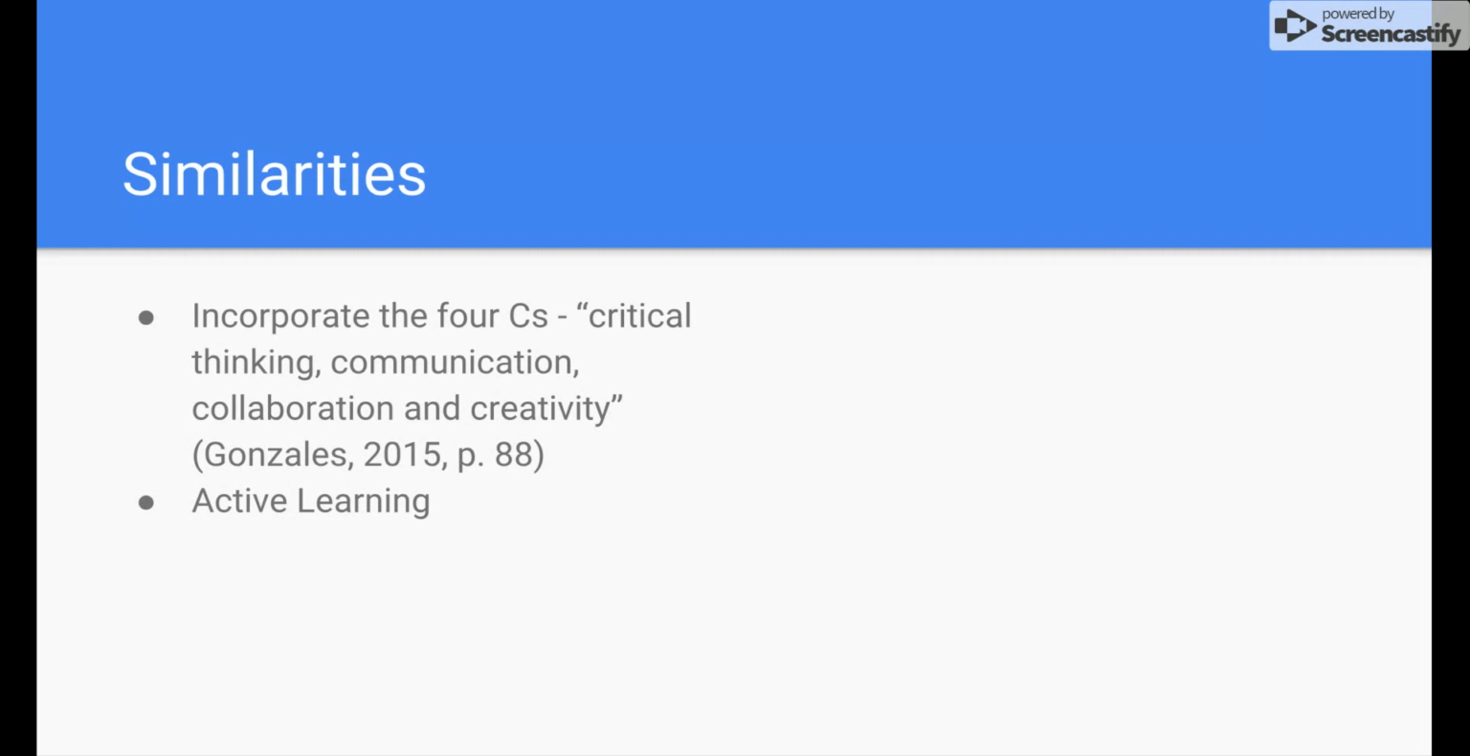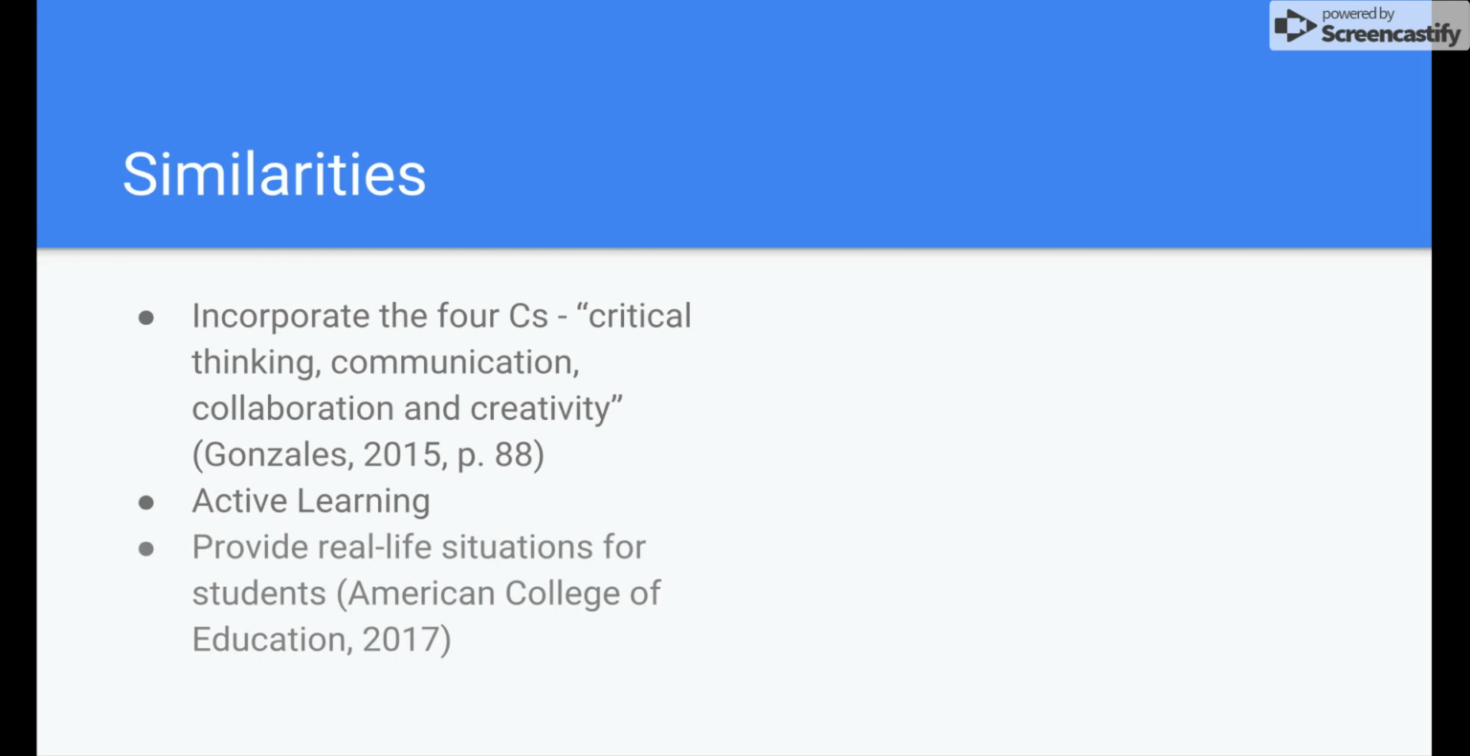It also promotes active learning, which is students taking charge of their own education rather than passively listening to a teacher give a lecture or watching a video. They provide real life situations for students, and that is the why. Students like to ask the question, when am I going to use this in life? And problem-based and project-based both give an answer to that by having the student work on real-life situations right now in the classroom.